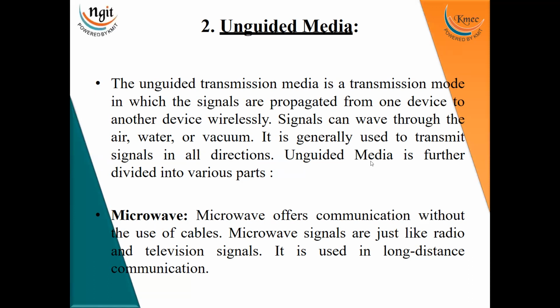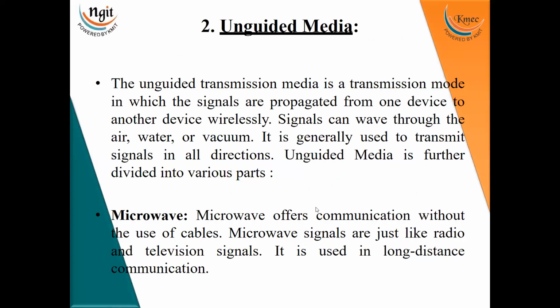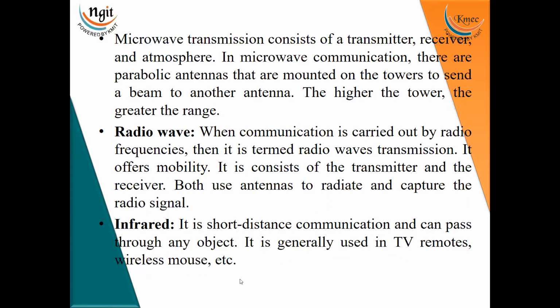Unguided media is further divided into three parts: one is microwave, another one is radio wave, another one is infrared. What is meant by microwave? It offers communication without the use of cables. Microwave signals are just like radio and television signals. It is mainly used in long distance communication.